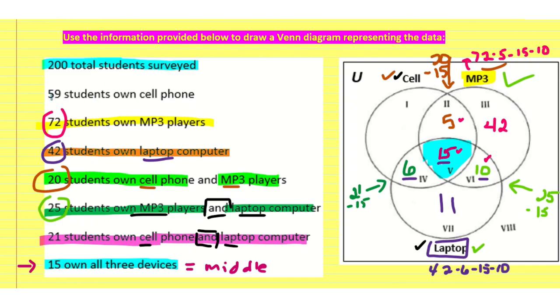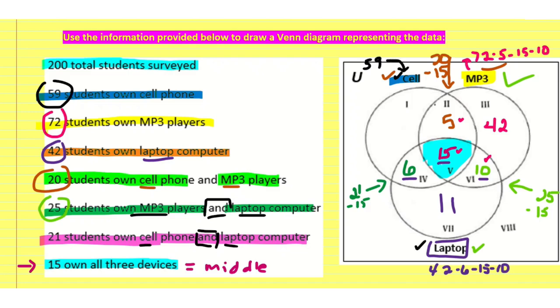So now I'm going to go to cell phones. So 59 students own a cell phone. Here is my cell phone circle, and it says that 59 students own a cell phone.